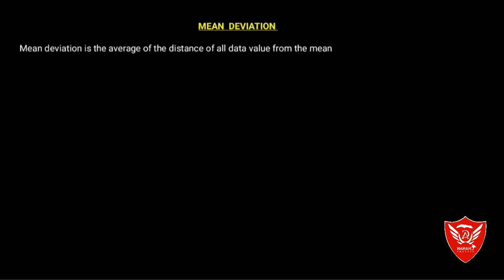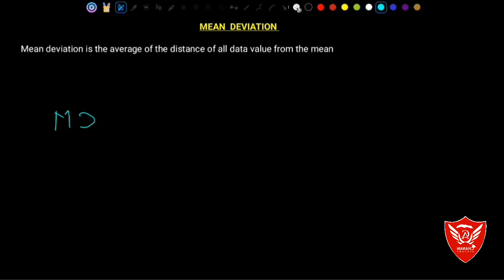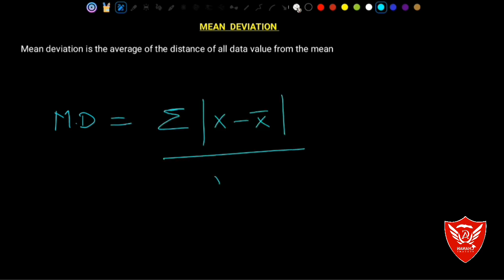The mean deviation is the average of the distance of all data values from the mean. It tells us how far, on average, the data values are from the mean. It can be defined as mean deviation, MD, equal to the sum of the absolute values all over the number of observations. Let's take an example to explain this. Suppose we have a data set of 2, 4, 6, 8, 10.